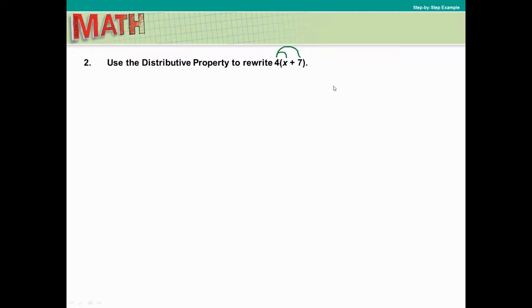4 times x plus 4 times 7. It really is that simple. 4 times x plus 4 times 7. 4 times x is 4x, and 4 times 7 is 28, and you're done. It's 4x plus 28. You cannot simplify it beyond that.